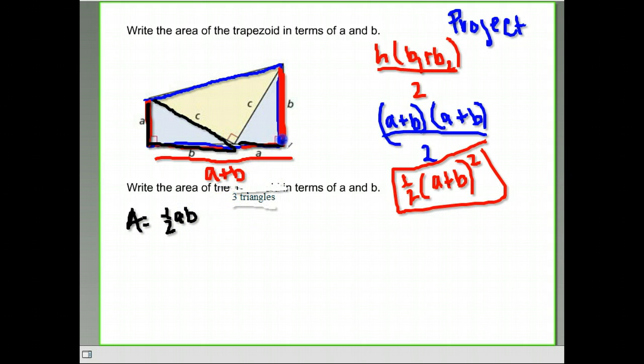Let's take a look over on this side. Again, we have a triangle, A times B, that would be my base and my height. So I have another one that's 1/2 A times B.